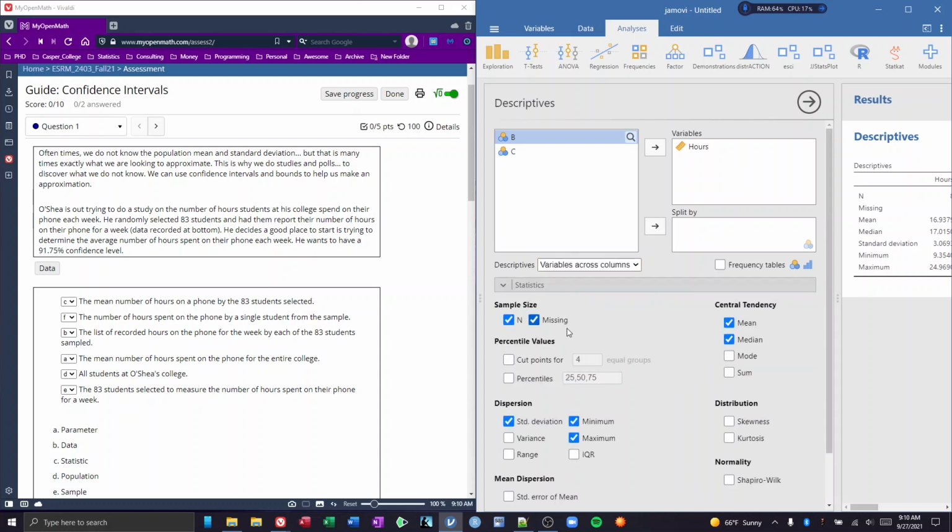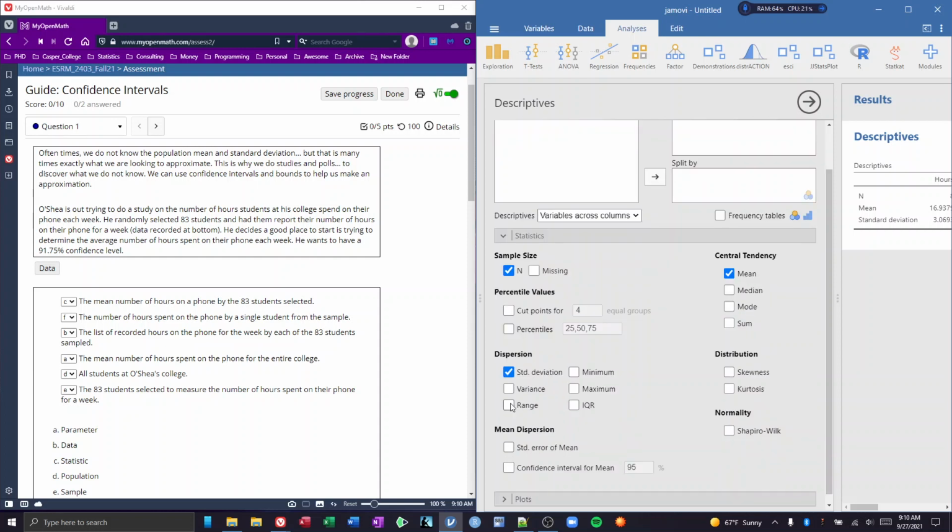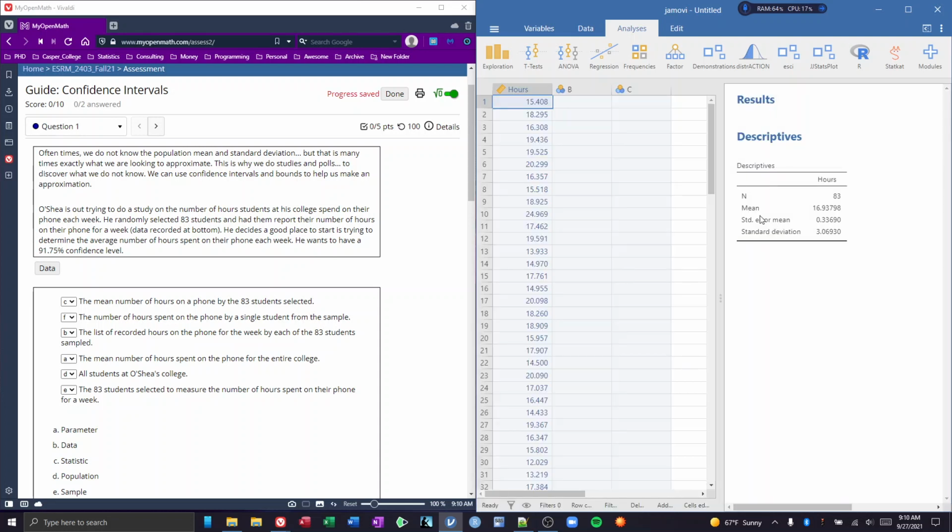I'll go down to the statistics. I really don't need how many are missing. We can keep the mean and the median if we want. I'm actually going to take out the median. I want to take out the minimum and the maximum. But I am going to leave in the standard deviation, and I actually want to put in the standard error of the mean as well. Okay, and then I want to look at these results. The results that I have is 83 samples, with a mean of 16.93798. And I've got my standard error, my standard deviation.